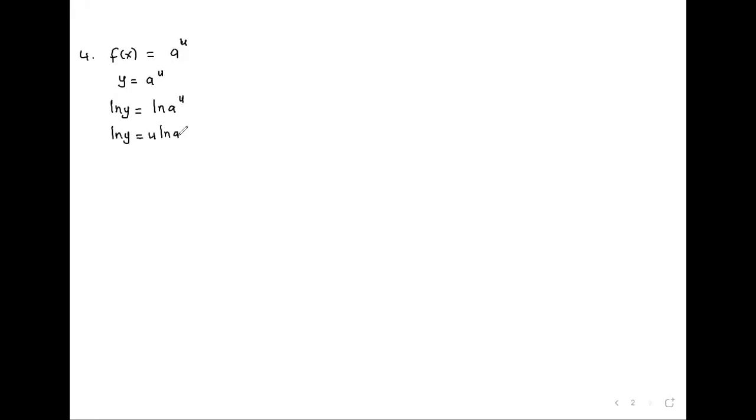So you differentiate ln y, you get the derivative of y over y itself. And because it's y, we write dy dx, which is equal to the derivative of u, which is 1, multiplied by ln a. So dy dx is going to be y ln a. You cross multiply the y, but y is a to the power u, so you get a to the power u ln a.